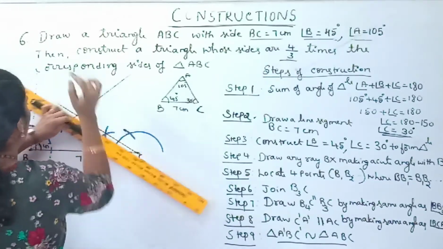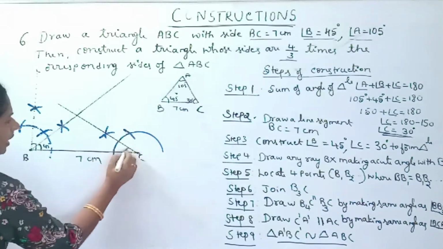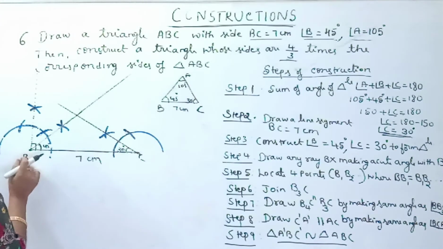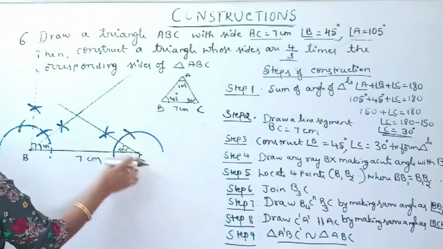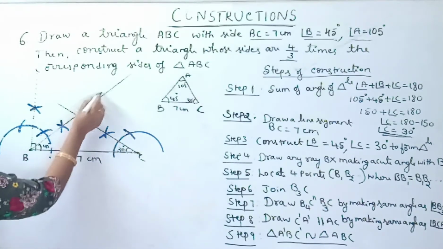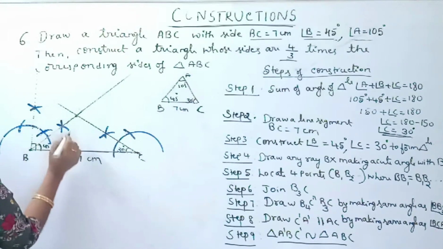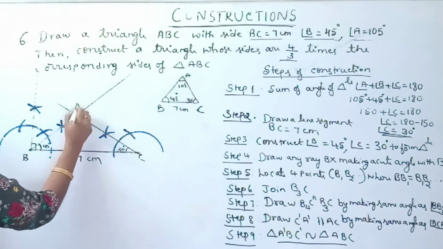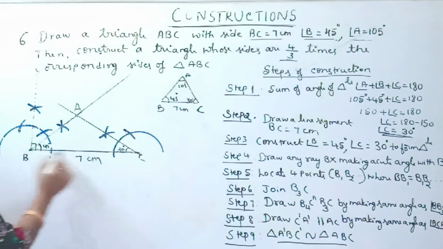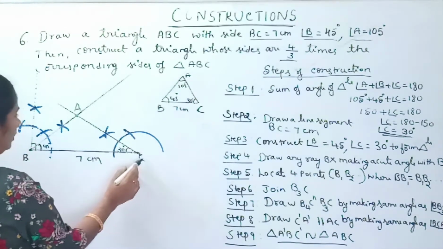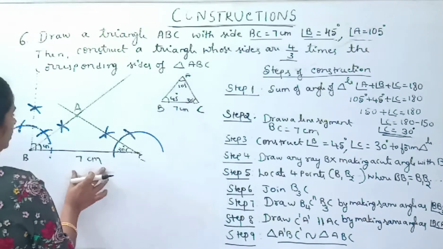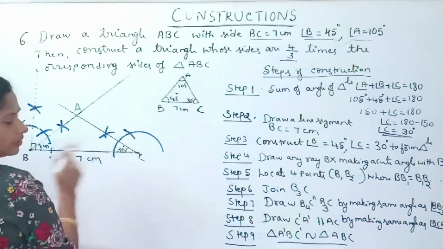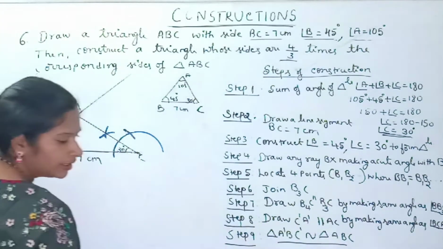extend, and you will get angle C is equal to 30 degree, and where the two lines will intersect, angle B equal to 45 degree, angle C is equal to 30 degree, where the two angles will intersect, you name that point as A. Now ABC is a required triangle with BC equal to 7 cm, angle B equal to 45 degree and angle C is equal to 30 degree.